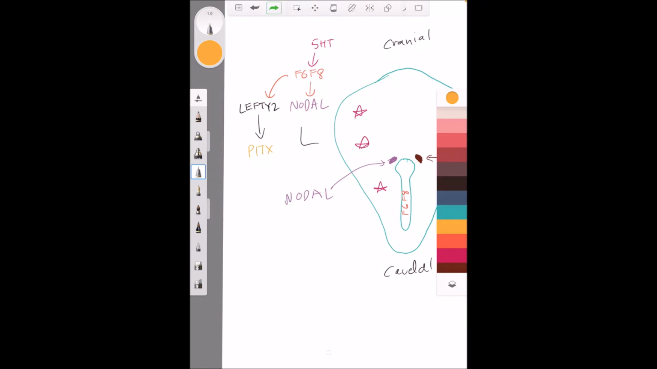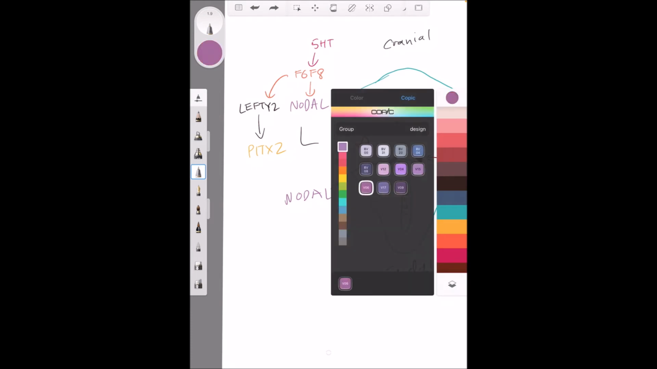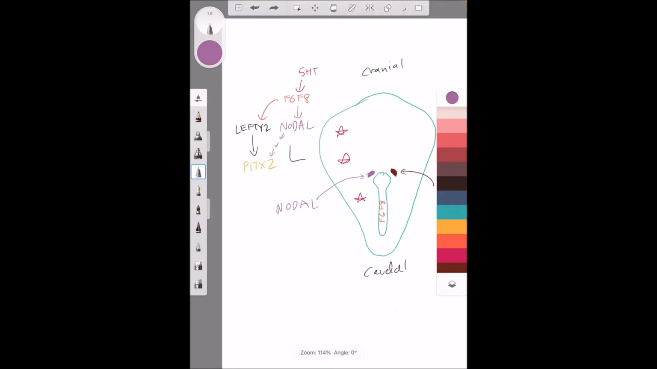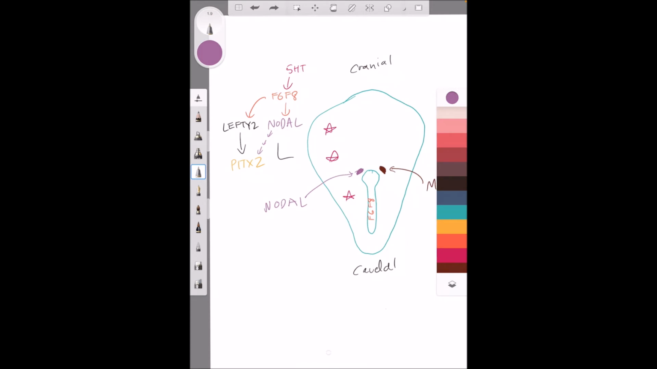She's not very clear about how the cascades work in the lecture, but somehow nodal also leads to enhanced secretion of PITX2. But ultimately, the point is that serotonin, FGF8, nodal, lefty 2, all of these are going to be increasing PITX2, which is the master transcription factor for left-sidedness. Okay, so there's that.